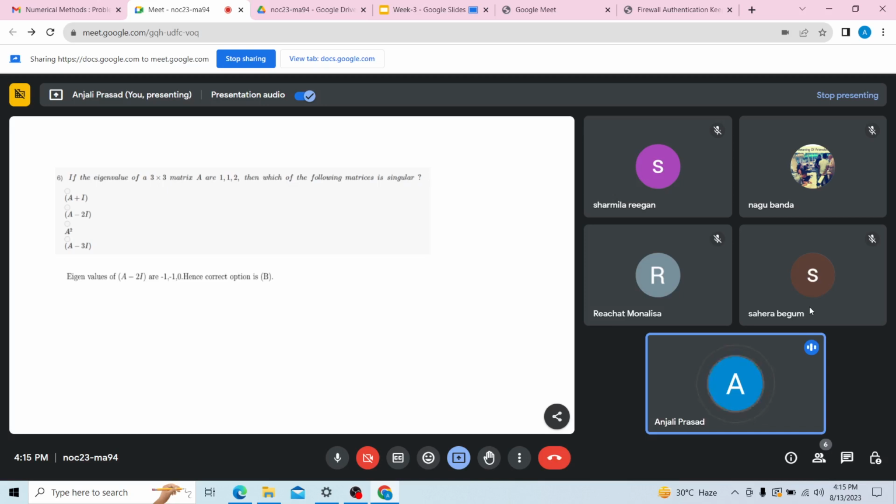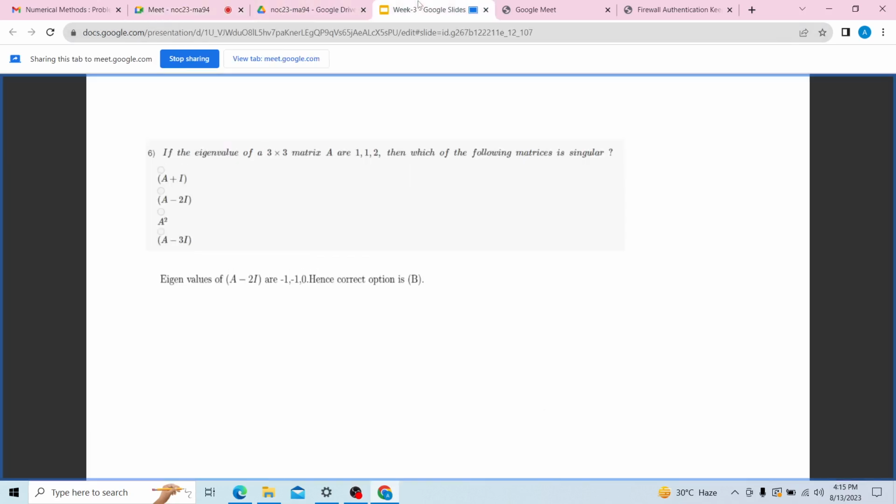So hope it's clear. Simply calculate the eigenvalues of each of the matrices, and when you multiply all the eigenvalues, you will get the determinant of that matrix. So here for A minus 2I, you are getting the determinant as 0. So this matrix is singular. Fine. Now, if there's no doubt, then we'll move to the next question.